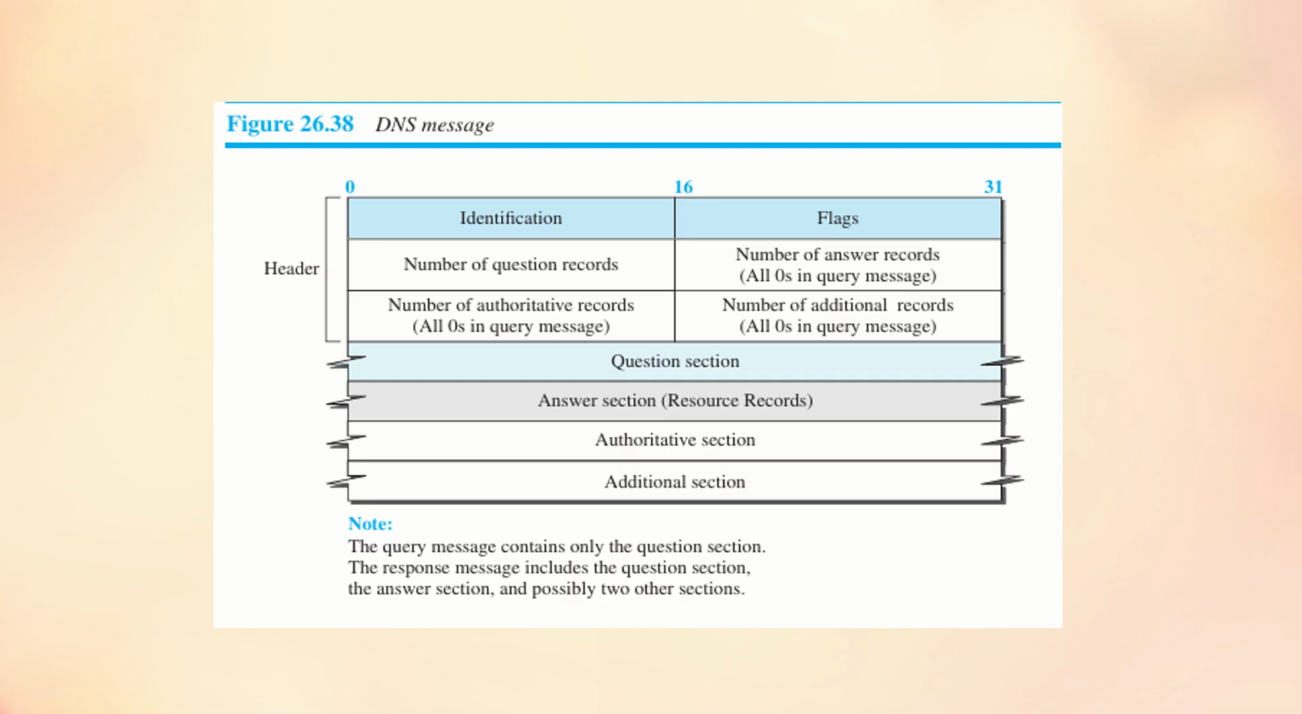Next, we have the answer section. It consists of one or more resource records. It is present only in the response messages. Now, next comes the authoritative section. It gives information about one or more authoritative servers for the query. Last one is the additional information section. It provides additional information that may help the resolver.